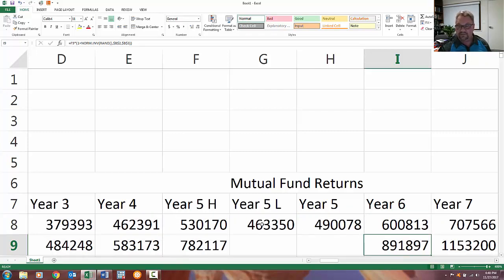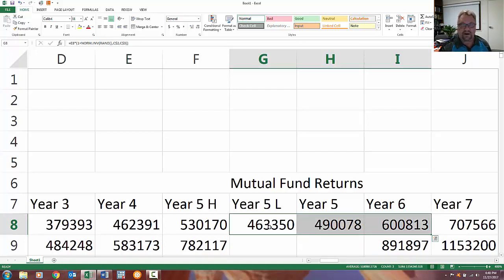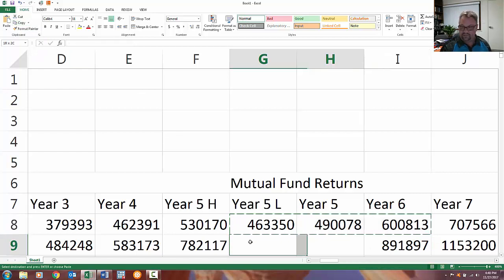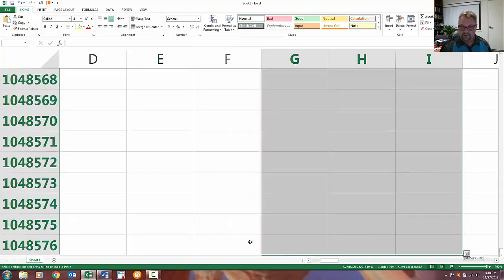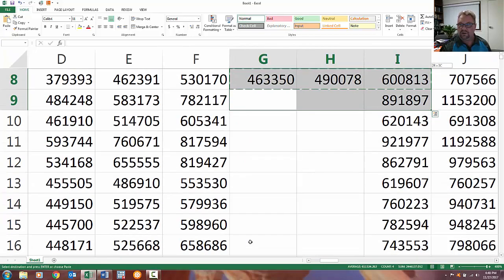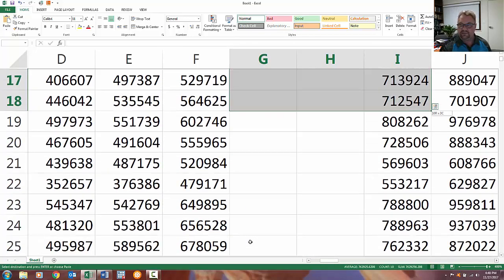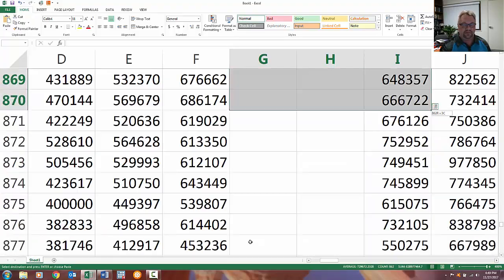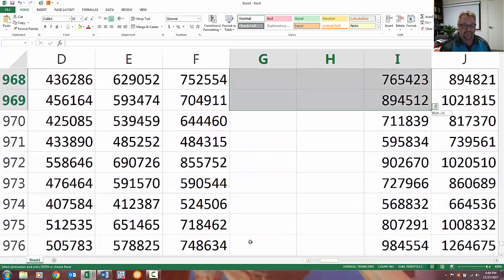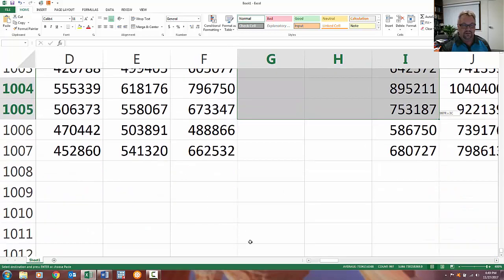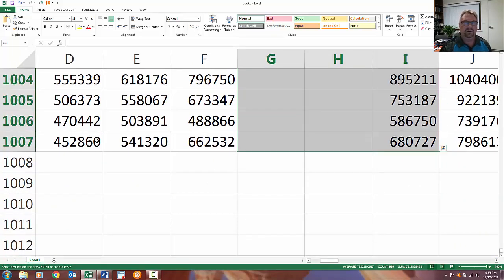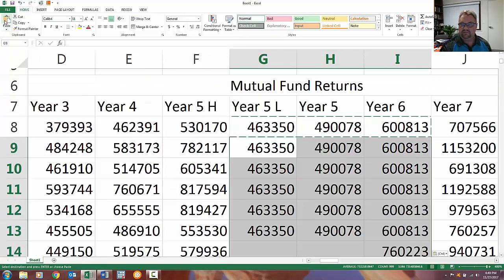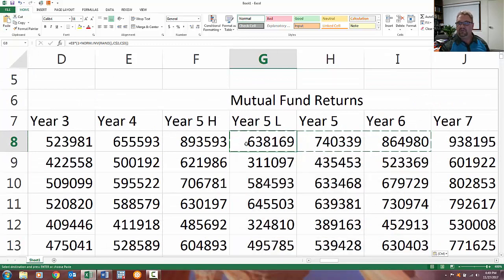And now what I can do is copy these down. So I'll hit copy. Ooh, that did not work out well at all. Guess I have to do it the old-fashioned way. Page down until I get to 1,007. And then hit paste. And there. Now I'm done.